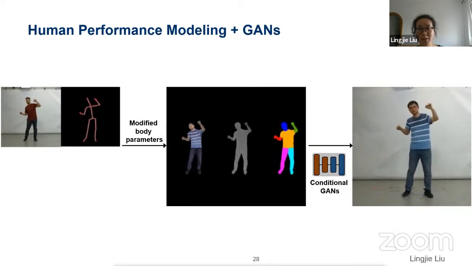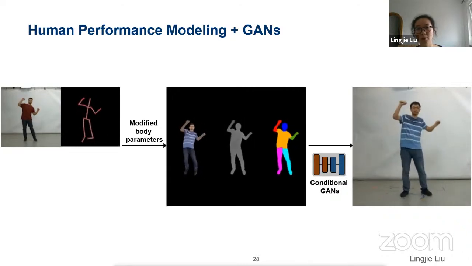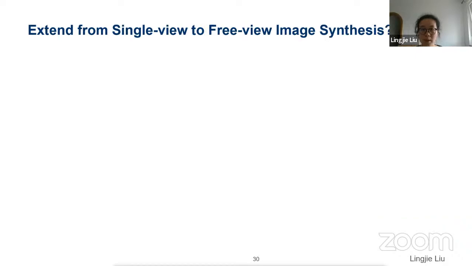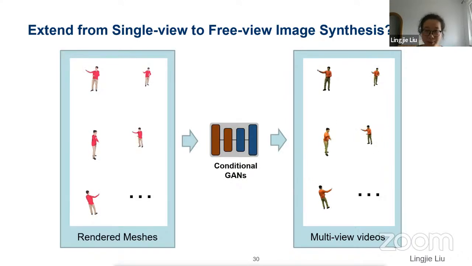Once this network has been trained, at test time, we can modify the body parameters with the body motions from another person or from user interaction. So this method is designed for image synthesis from a single viewpoint. The next question is, could we extend this to free view image synthesis? That is, suppose we have multi-view videos of a person. What would be the result of training a conditional GAN network on this multi-view data?